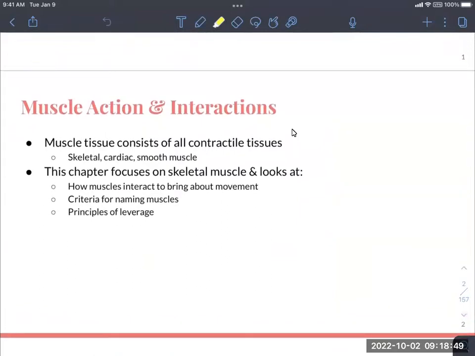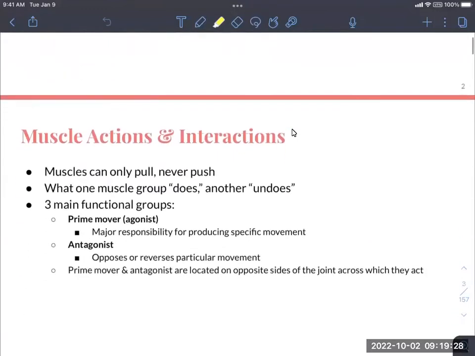So what is the muscular system? It's all the different types of muscle that we looked at in Chapter 9, skeletal muscle, cardiac muscle, and smooth muscle. So it's any kind of contractile tissue, any kind of tissue that can actually contract for you. So we're going to look at how muscles make movement, how we name muscles. This will help you with remembering the names of muscles. And then we're going to look at different levers and leverages that are used to move different joints in the body.